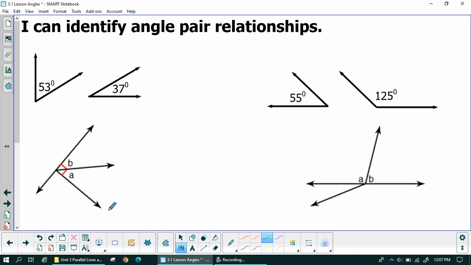The other thing we want to talk about today about angles is how we can relate pairs of angles. We have special angle pairs we're going to talk about in this unit, and so we'll start with a few of them. The first angle pair relationship we'll talk about is complementary.